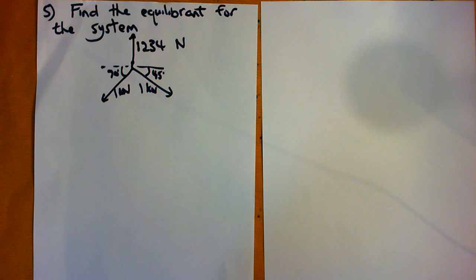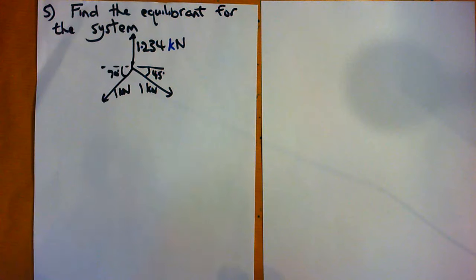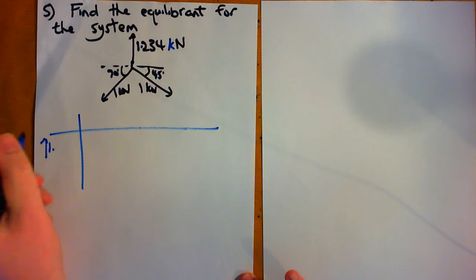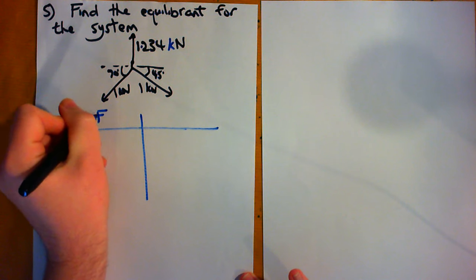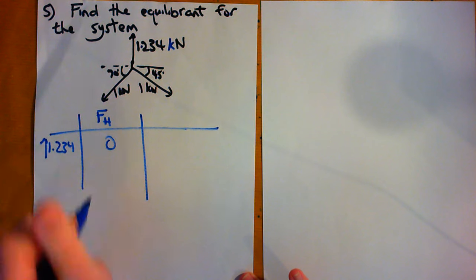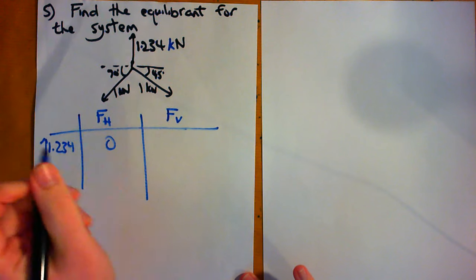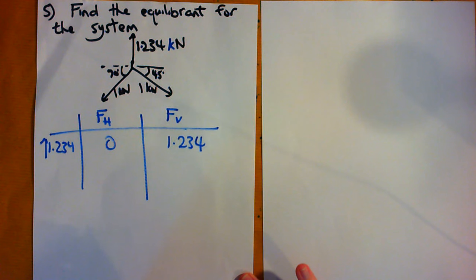So we've got three forces here. We've got a 1234 Newton force pointing upwards. Let's convert that into kilonewtons so we've got consistent units. So pointing upwards, we have a 1.234 kilonewton force, which has a horizontal component of 0 because it is a vertical force, and the vertical component is 1.234, and that is going to be positive because it's an upwards force.